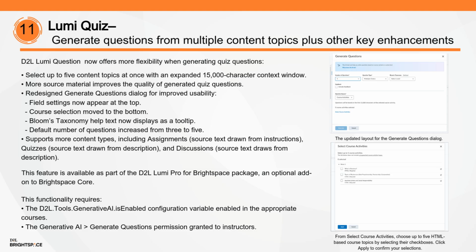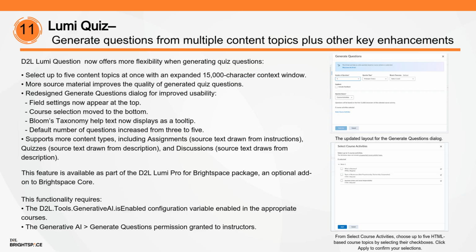The Generate Questions dialog has also been redesigned for a better user experience. Field settings now appear at the top, course selection at the bottom, and helpful tooltips are included for Bloom's taxonomy. The default number of questions has also increased from 3 to 5. Lumi Quiz now supports more content types too, including assignments, discussions, and quizzes, making it easier to create questions from a variety of course materials.